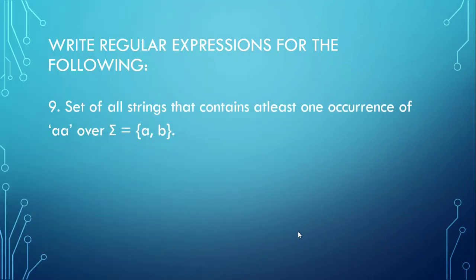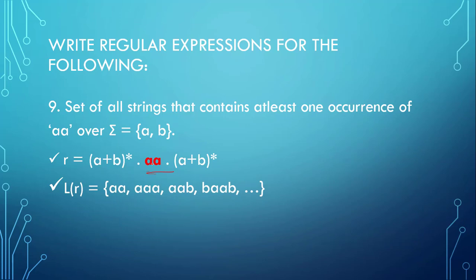Set of all strings that contain at least one occurrence of aa over the input a, b. Here the R will be (a+b)* aa (a+b)*, the set of all strings that contain at least one occurrence of aa. So aa takes care of at least one occurrence of aa. Your minimum valid string will be aa, then aaa, aab, baab and so on.